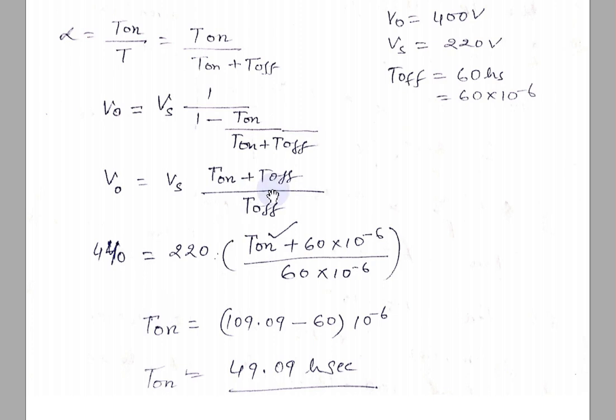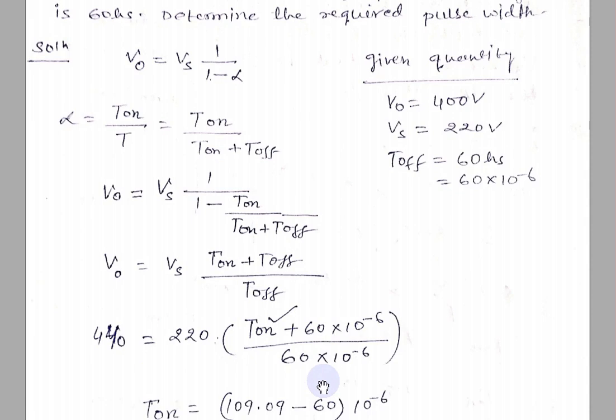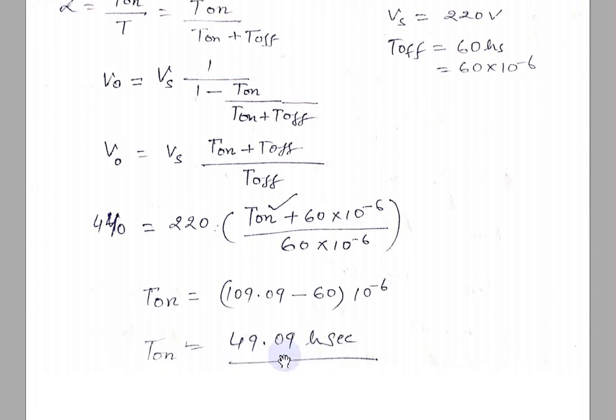After solving this, T on is equal to 49.09 microseconds. This is the required pulse width, 49.09 microseconds.